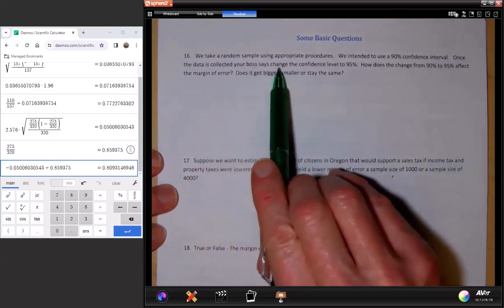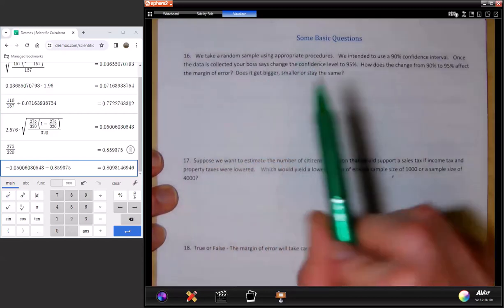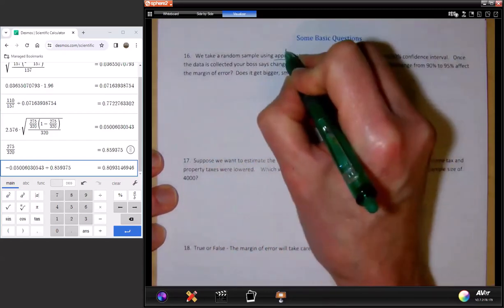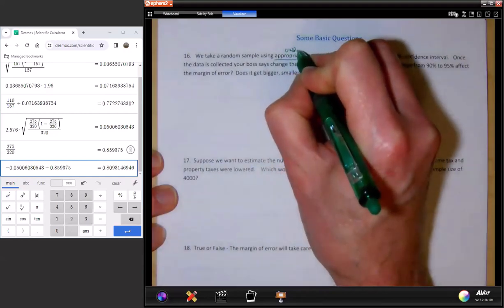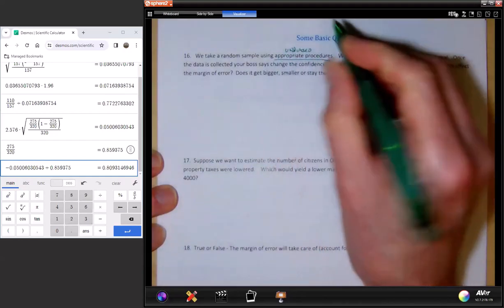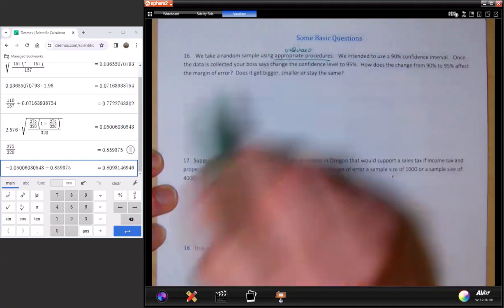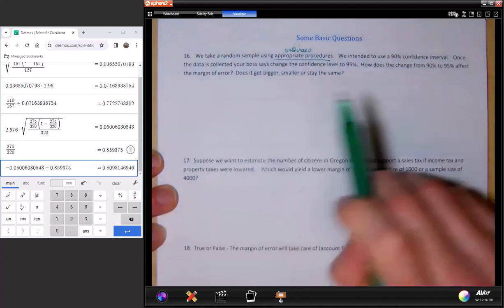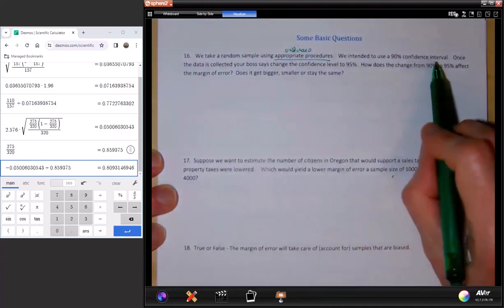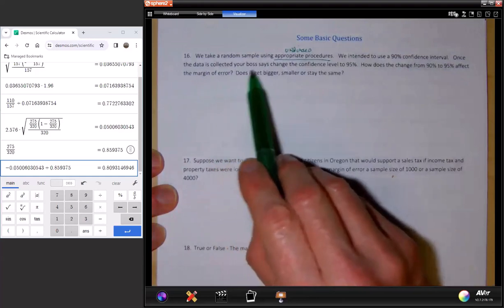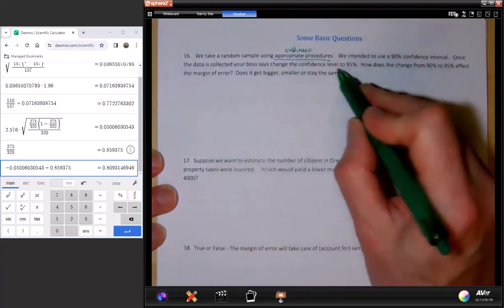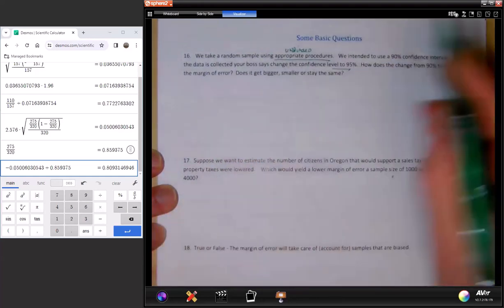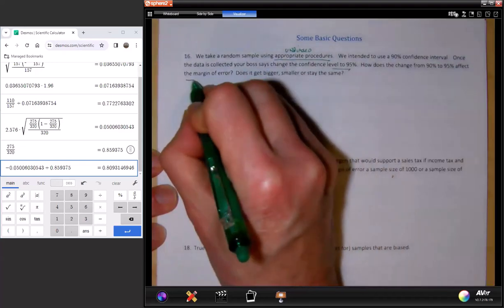We take a random sample using appropriate procedures again. I mention this because I want to make sure that our results will be unbiased, or the procedure is unbiased. We intended to use a 90% confidence interval. Great. Once the data is collected, your boss says change the confidence level to 95%. How does changing from 90 to 95% affect the margin of error?